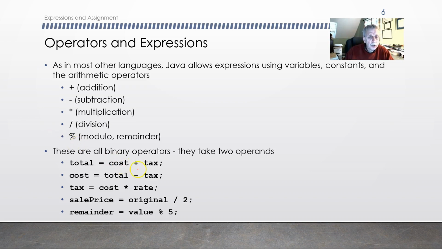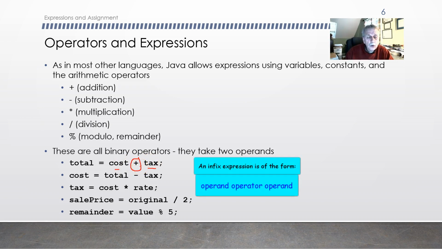So examples of how this would be used: these are said to be infix operators because we have the two things that we're operating on, and in between the two operands, we place the operator. These are binary. They take two operands, and again, they are infix in that we put them in between the two things that we're operating on. So some quick examples are shown here.